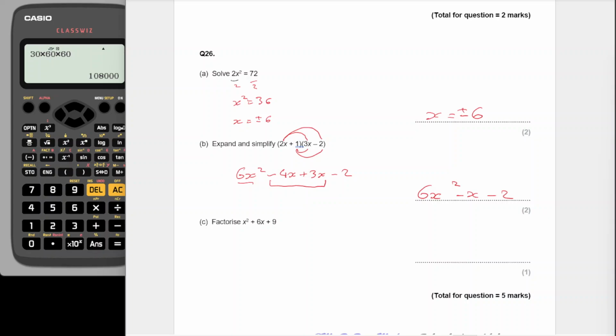and then factorise. So it's going to go into a double bracket. Both parts are going to start with an x. And then I'm looking for two numbers that multiply together to make 9, the back term, and add together to make the middle term, 6. So it's got to be 3 and 3. So (x + 3) squared.